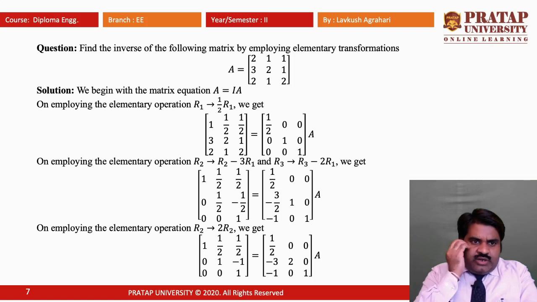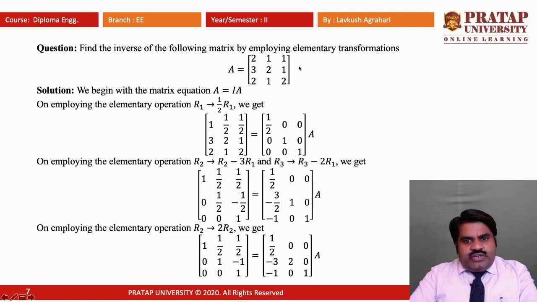Now come to another example. In the same way, we have another matrix whose inverse is to be calculated. If we check, the matrix is given as 2, 1, 1, 3, 2, 1, 2, 1, 2. So first of all, we have to convert this element 1, 1 into 1. For this, we have to divide the first row by 2.